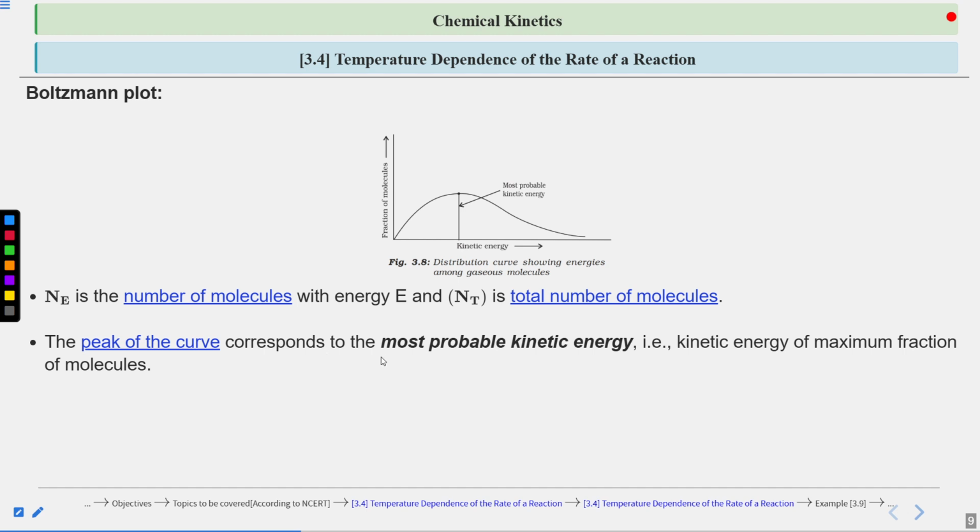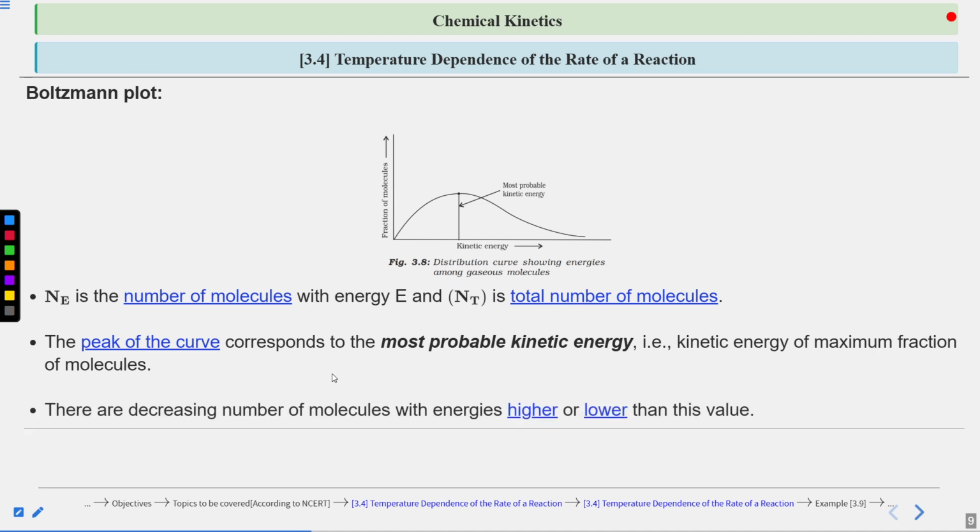The peak of the curve corresponds to the most probable kinetic energy, that is, the kinetic energy of the maximum fraction of molecules. As I said, this peak of the curve, represented by this point, is the most probable kinetic energy, meaning the maximum fraction of molecules have this kinetic energy. This is the peak of the curve.